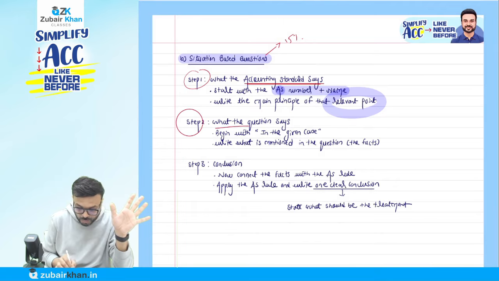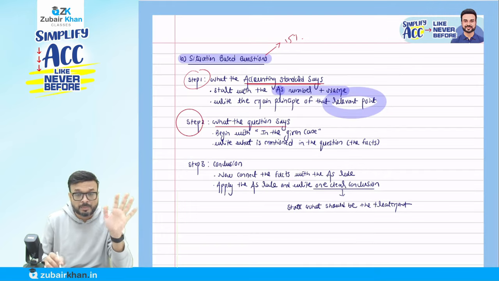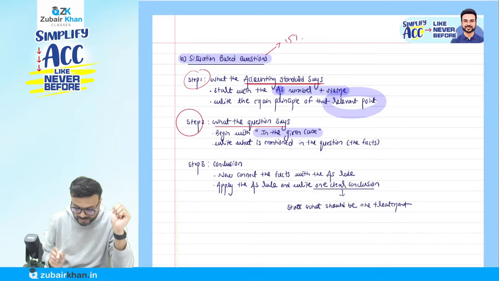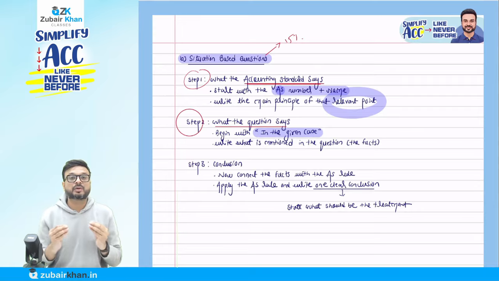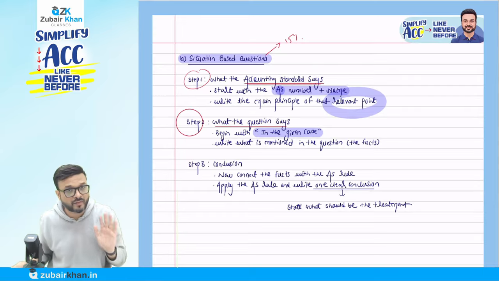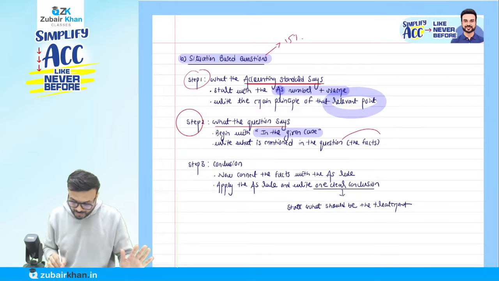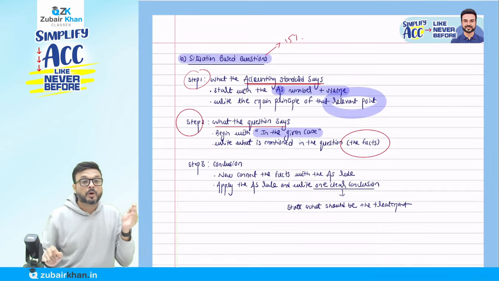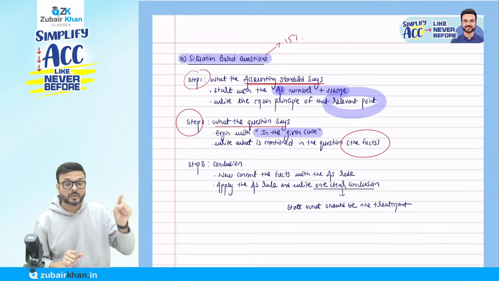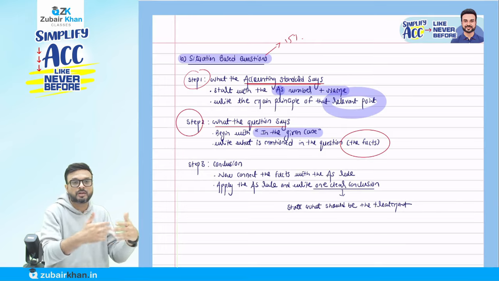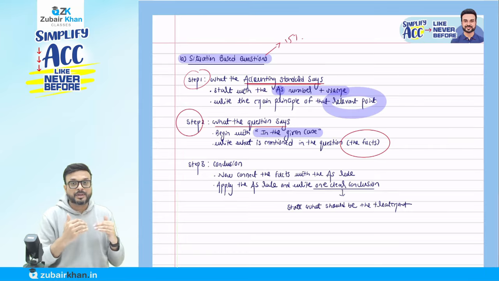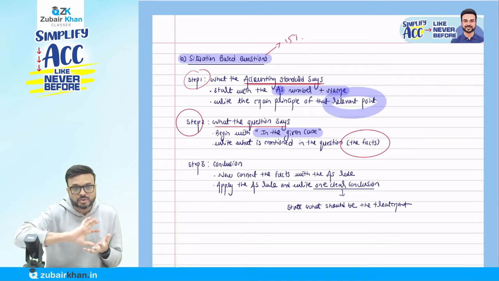Step number 2, what the question says. It will always begin with: in the given case. So write what is mentioned in the question, the facts. So first para, what the accounting standard says: as per accounting standard 16, borrowing cost, and then you mention what the AS says on that particular point. Second para, in the given case, you are giving the facts, whatever is given in the question.